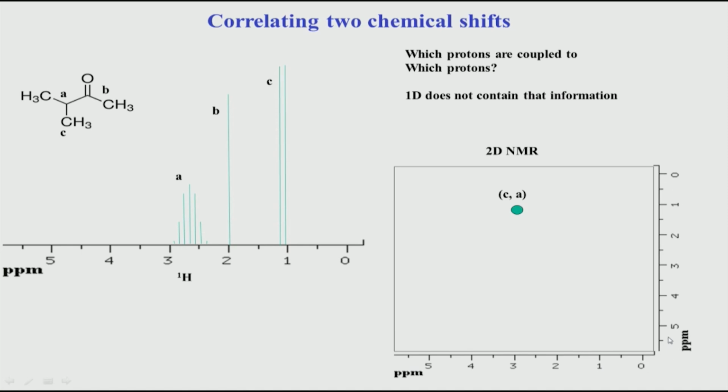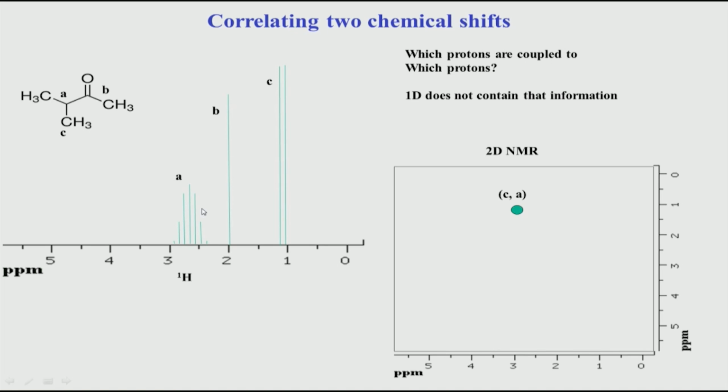So, this is a 2D homonuclear NMR experiment, and what that type of experiment is doing is correlating, again remember the word correlation, a proton with another proton. Protons which are coupled to each other are correlated. So, if you see here, this proton at 1 ppm, which is C, is correlated to the proton A on the x axis. What is A? A is this proton.